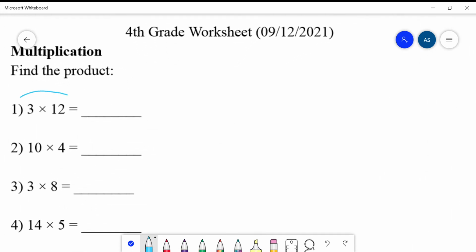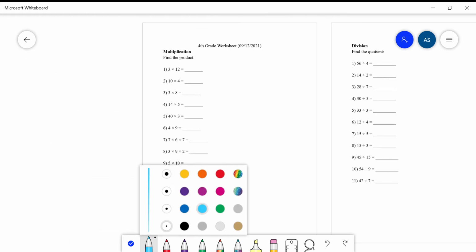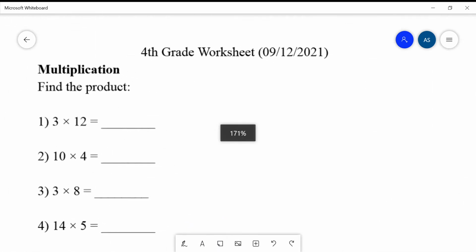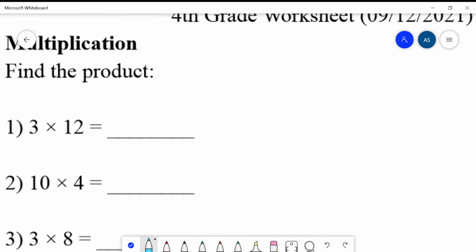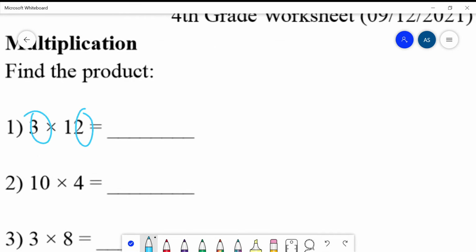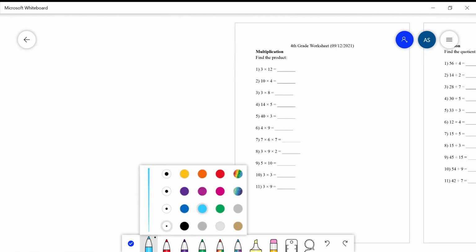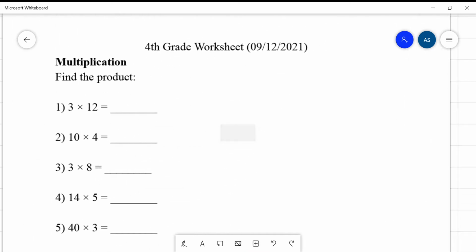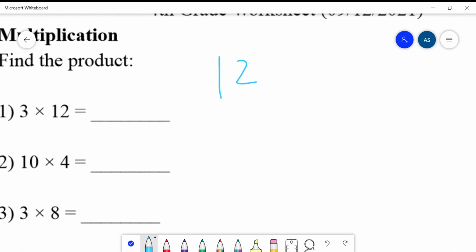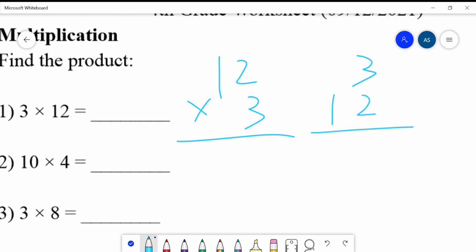And so, for example, our question number 1, we have 12 times 3. And we're going to line up the ones place, which is the 3 and the 2, and the tens place. Alright, and just to let you know, it does not matter how you write this down. Even if you wrote it like this, it would not matter. But we're going to look at it this way.